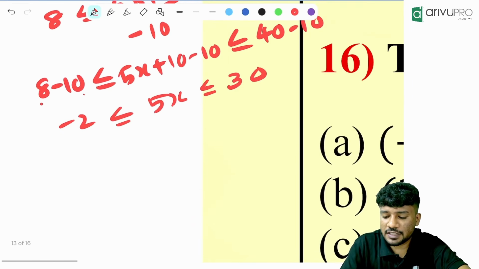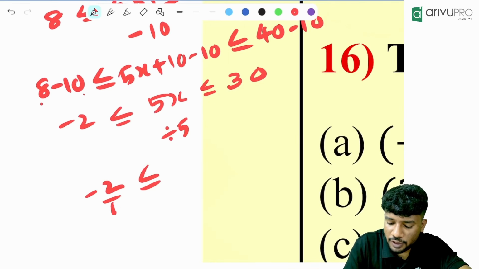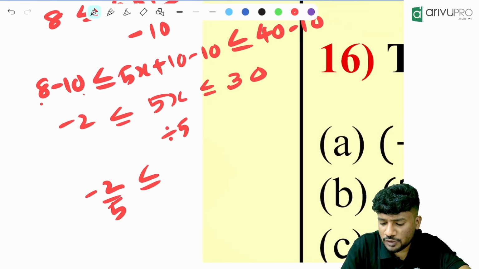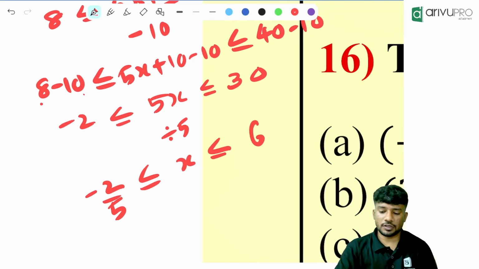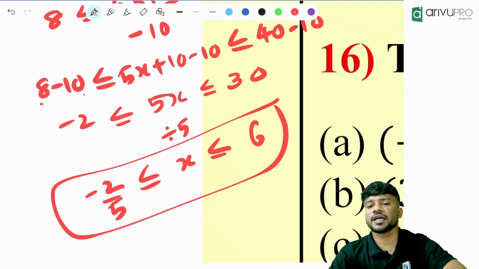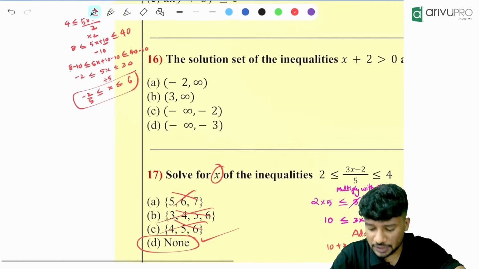Now what is the final step? Divide everything by 5. That means minus 2 divided by 5 less than or equal to 5x by 5 less than or equal to 30 by 5, which will become what? X less than or equal to 6. So this is your answer. I hope that you guys understood this. If so, we will go for the next question.